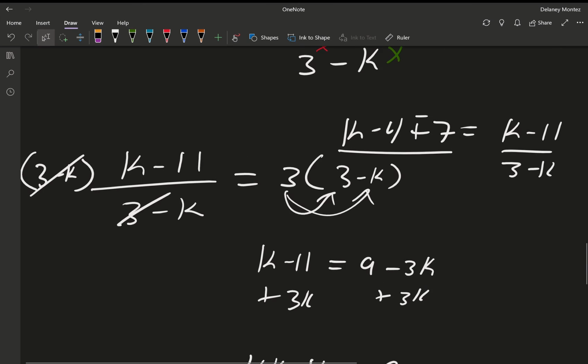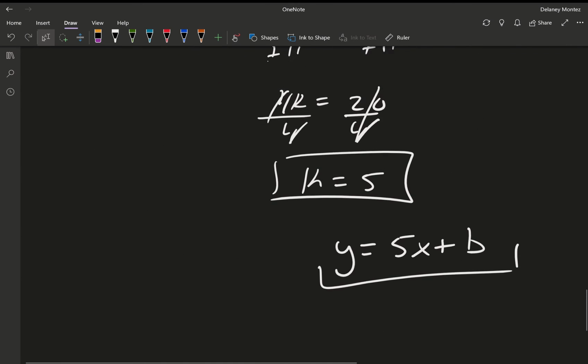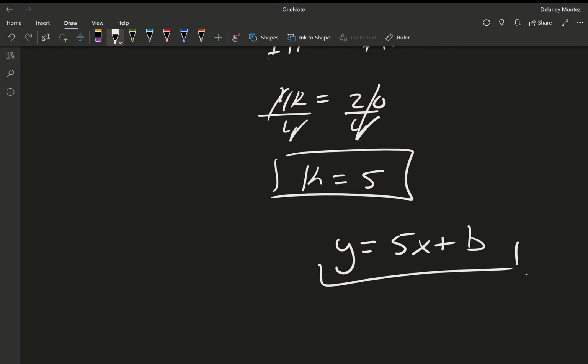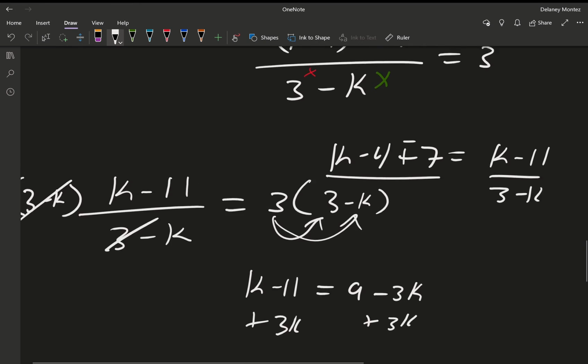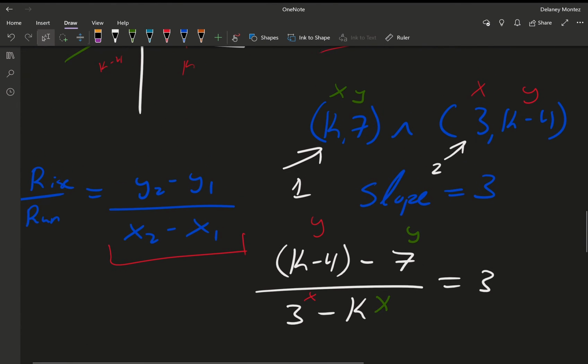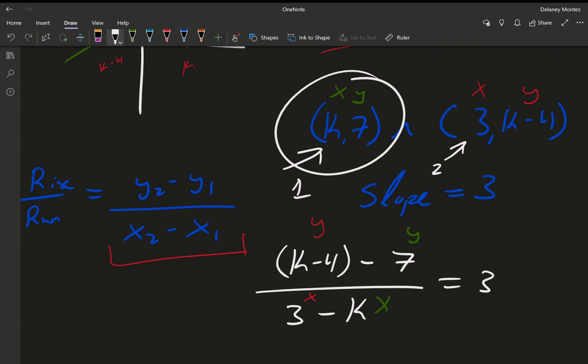We know, so actually this is done, right? If you get k equals 5, you're done, you're good. But I'm just going to go this extra step to show you what we can do with this info. So we have this form. We don't know what b is, but that's okay because we have a point, right? And one of the points, I can choose any of these points, but I'm going to choose this one. This is the easiest one, right?